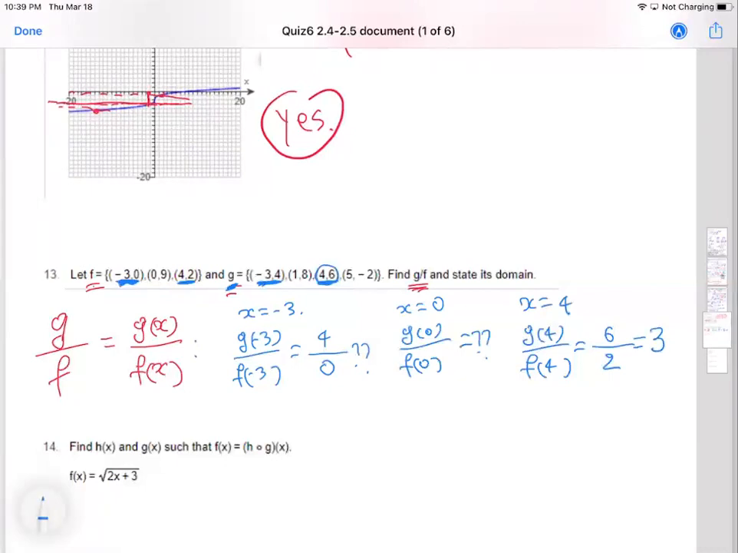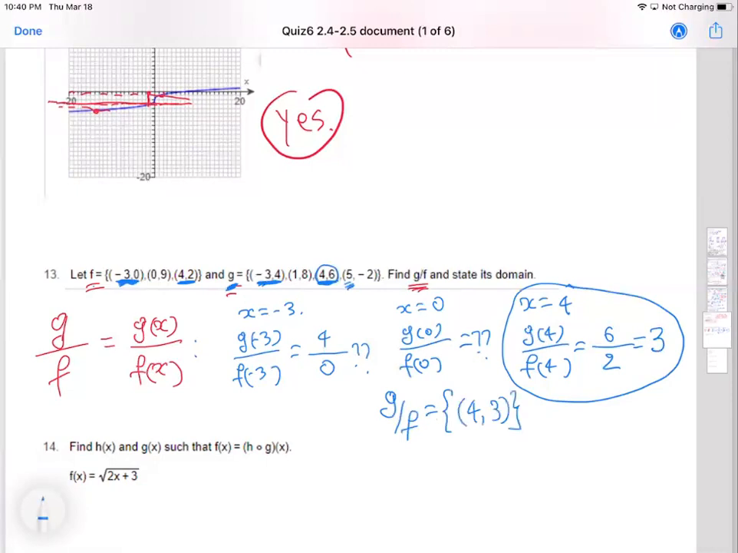And we will see also that when x is 1, g of 1 is defined, but f of 1 is not defined. And for x equals 5, g of 5 is defined, f of 5 is not defined. So g divided by f is defined only for x equals 4. So we have only 1 point for g divided by f. Let's write this in set notation. G divided by f is only the point with coordinates 4, 3.